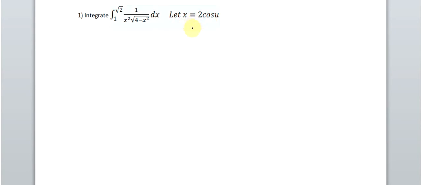Well, if x equals 2 cos u, we're obviously interested in x squared. So x squared would be equal to 4 cos squared u. And dx by du is another obvious one to go for. So dx by du is equal to minus 2 sine u. Okay, now I'm differentiating that one. We can also do the limits.